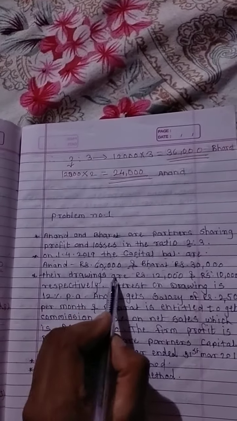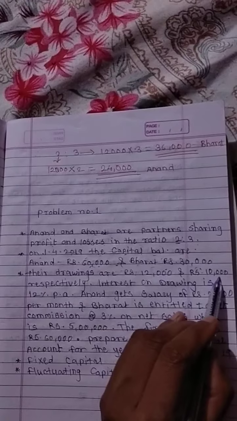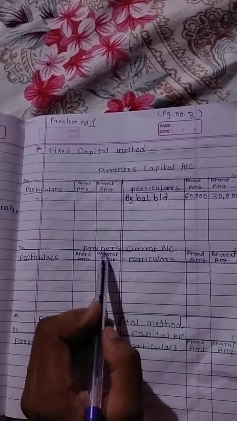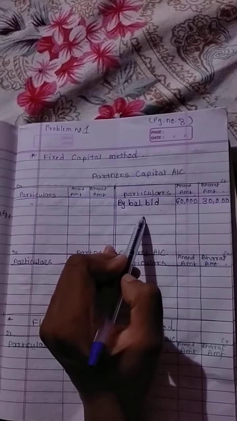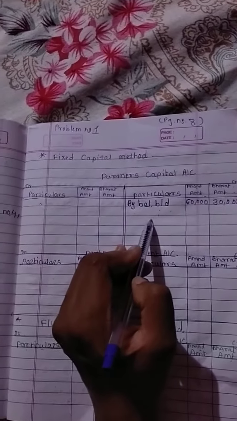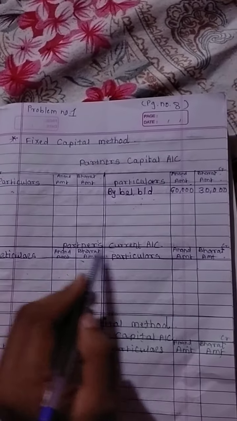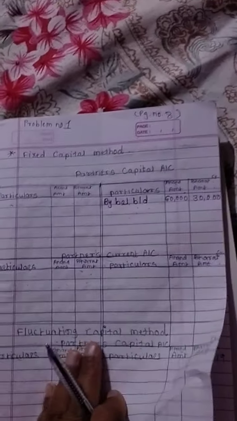Okay, next is the drawings are rupees 12,000 and rupees 10,000. Now where are we writing these drawings? We are writing them in partners current account. In partners capital account, we are writing only the capital balance and additional capital balance. And other transactions we are writing in partners current account.